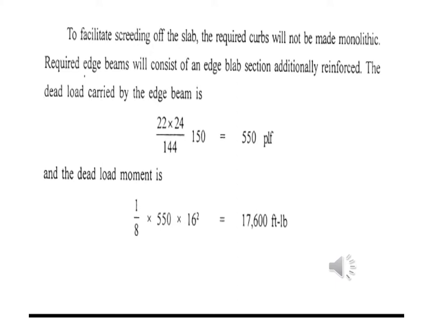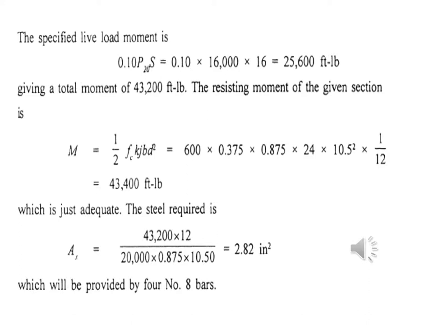So we calculate this moment, the specified load moment equal to 0.10 P × S. So 0.1 × 16000 × 25600, so given the total moment of 432000. The resistance moment of the given section equals half multiplied by F multiplied by KJ d squared, 300 multiplied by 0.375 multiplied by 0.875, multiplied by 24 multiplied by 10.5 squared multiplied by 1/12, so you got 43400 foot-pounds. So it is just adequate.